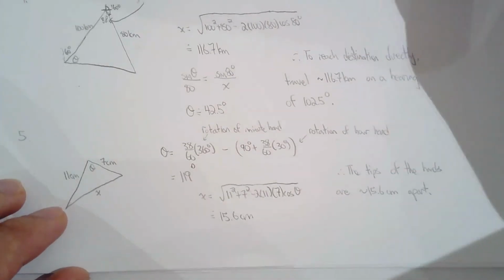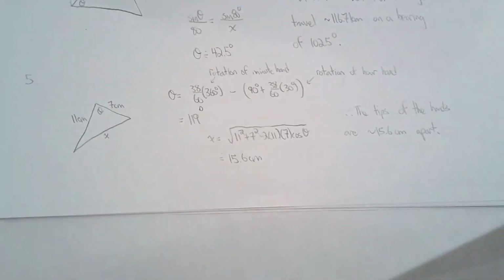All right, number 5, our classic clock problem. This is very similar to the problem that we did in our handout. Find the angle of rotation of the minute hand and the rotation of the hour hand. Then the difference is the interior angle of the triangle created by the two hands. Once you have that interior angle, you can solve for the distance between the tips of the two hands using the cosine law.